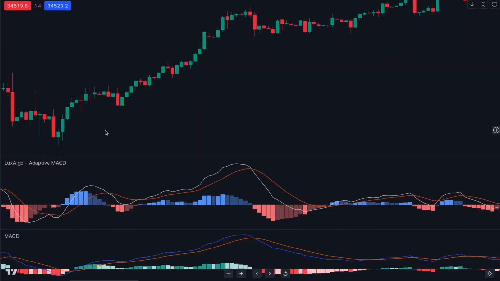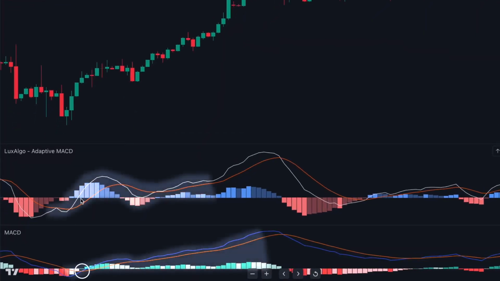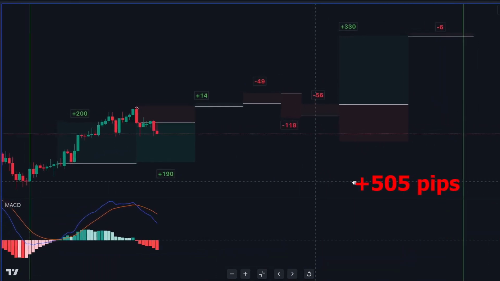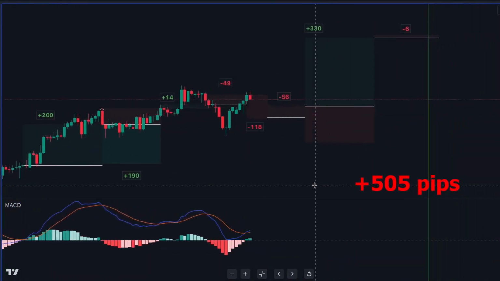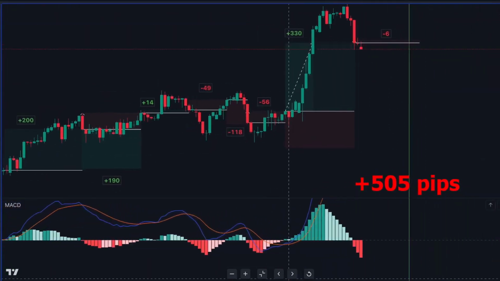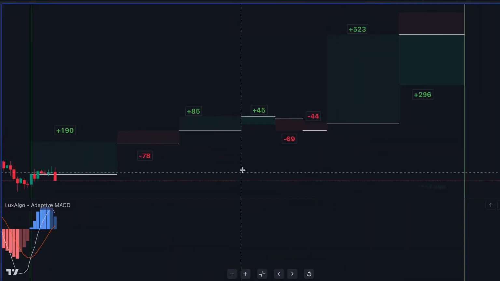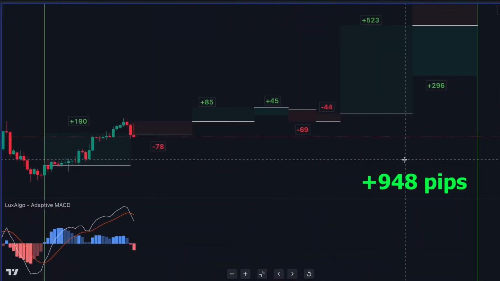No indicator is perfect, so there will be times where the traditional MACD might get a better entry, but overall in the long run the adaptive MACD performs far better. If we just go to a random chart and compare the raw signals from the adaptive MACD to the traditional MACD, we can see that the adaptive MACD would have netted a larger return than the traditional MACD.